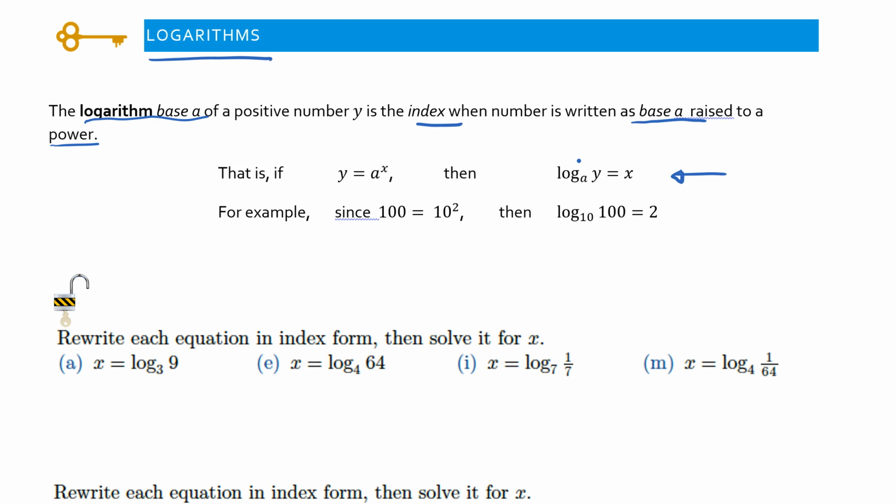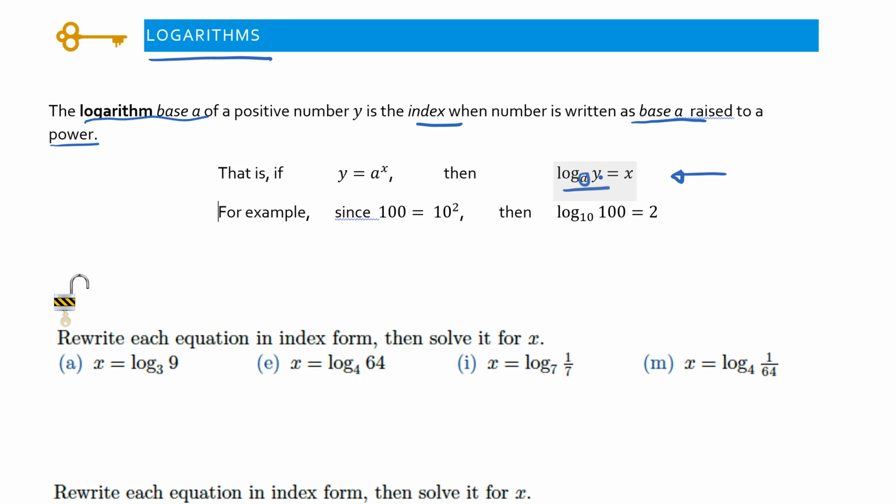Now essentially it means that if we have y equals a to the x, then the log of y is the power that you would need to raise a to become y. So a to the x becomes y.